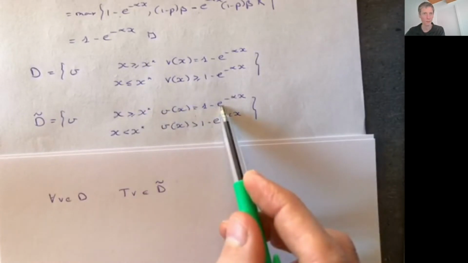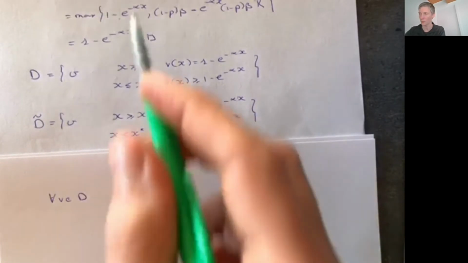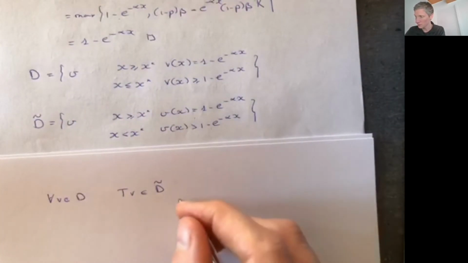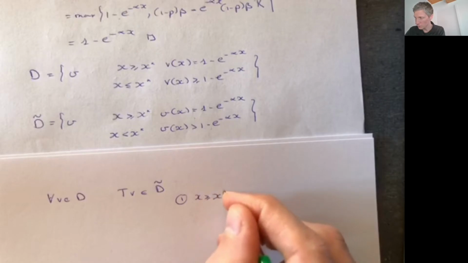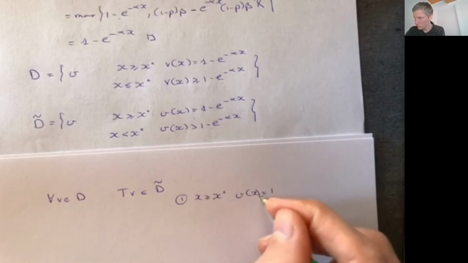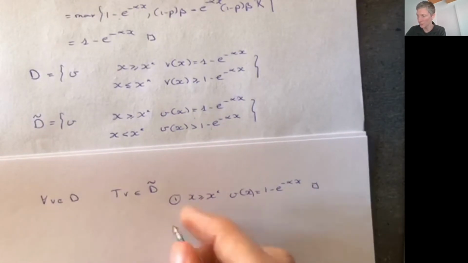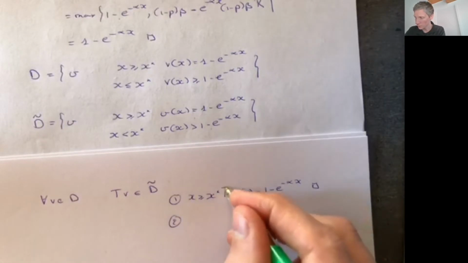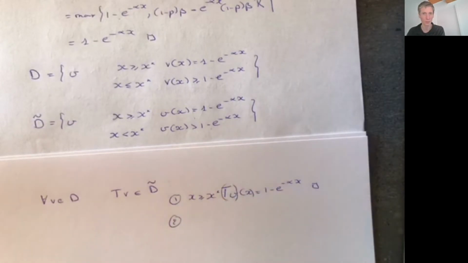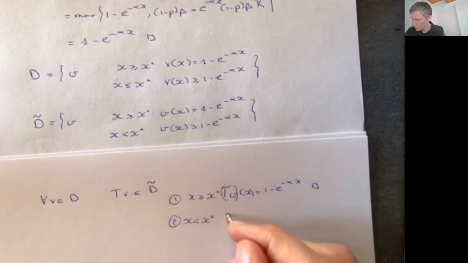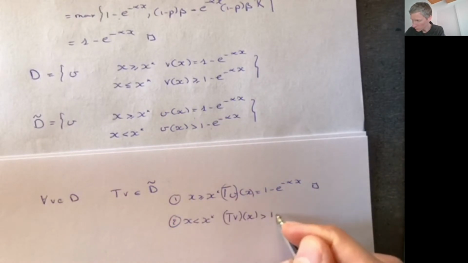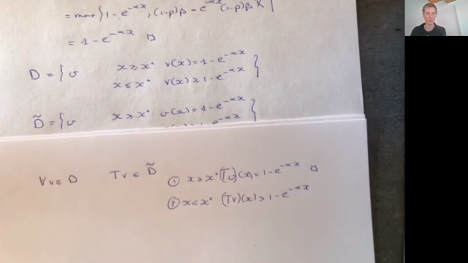The first part is pretty easy because it's identical to what I have shown in the first part. So for x greater or equal to x star, then v of x is equal to 1 minus e to the minus alpha x. This is identical. The second part, I have to show that T v of x is equal to 1 minus e to the power minus alpha x. For the second part, in order to show that Tv is in D, I have to show that for x smaller than x star, Tv of x is bigger than 1 minus e to the minus alpha x, and this is what I'm going to show now.